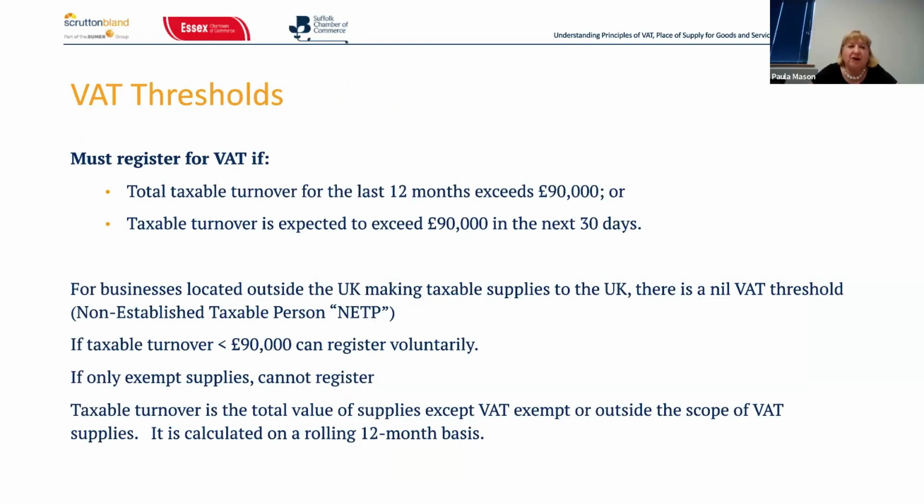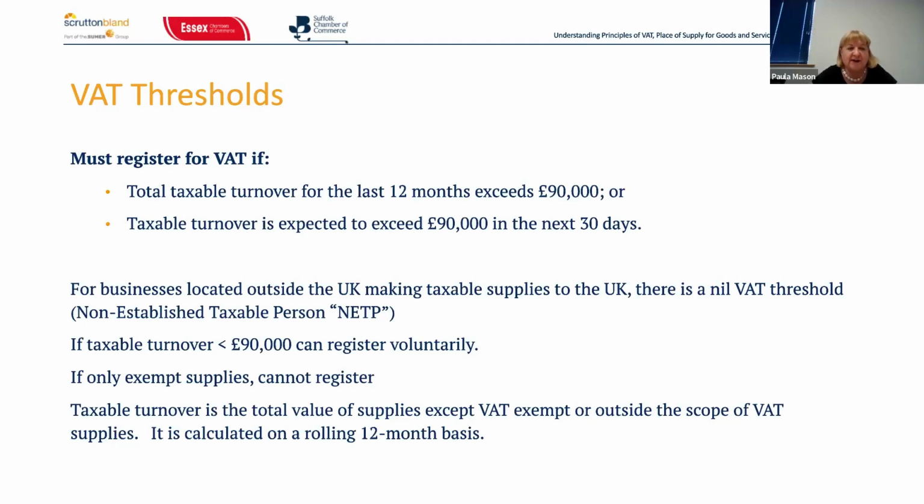So coming to the VAT thresholds, I mentioned earlier that you must register for VAT if your business has total taxable turnover for the last 12 months exceeding £90,000, or you're expected to exceed £90,000 in the next 30 days. For businesses located outside the UK making taxable supplies to the UK, there is a nil VAT threshold. These businesses are what is known as NETPs, or non-established taxable persons.